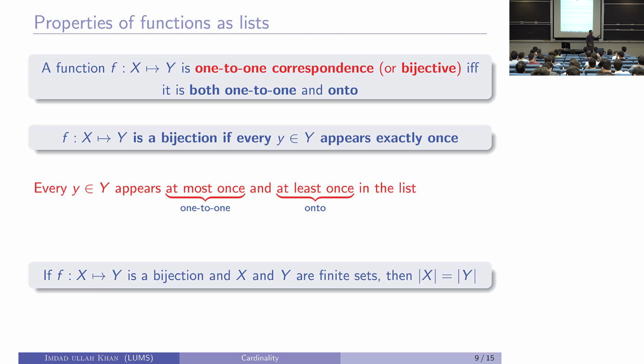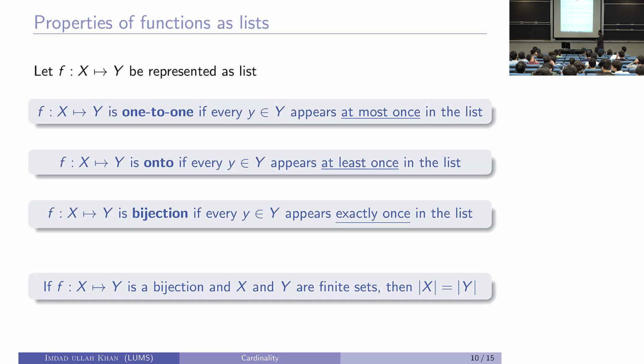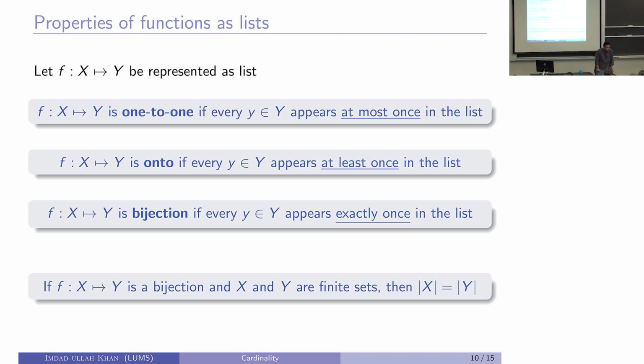So, that is the relation between bijective functions and cardinalities, and this is what we will build upon. Okay. So, this is a summary of what we did so far. If there is a function from x to y represented as a list, then if the function is one-to-one, the cardinality of x must be less than or equal to the cardinality of y. Every element of y must appear at most once. If the function is onto, then every element of y must appear at least once in the list, right. And if the function is a bijection, then every element must appear exactly once, right.